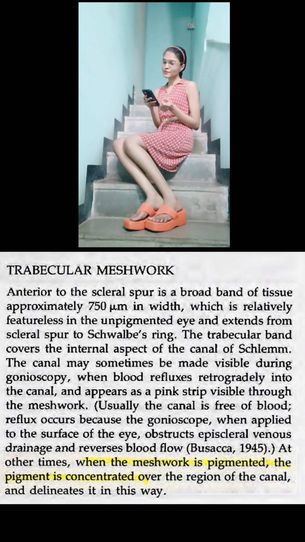Usually the canal is free of blood. Reflux occurs because the gonioscope, when applied to the surface of the eye, obstructs episcleral venous drainage and reverses blood flow. At other times, when the meshwork is pigmented, the pigment is concentrated over the region of the canal and delineates it in this way.